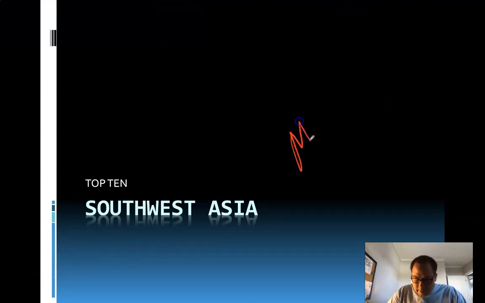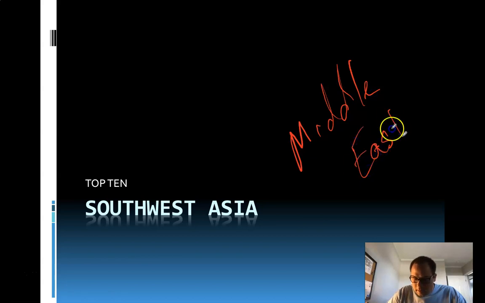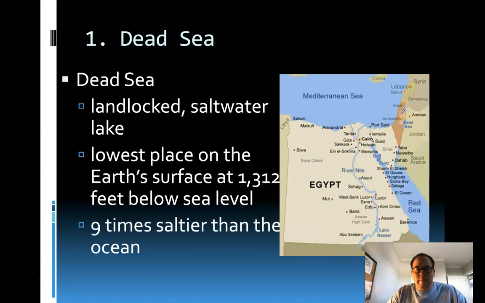All right, so moving into Southwest Asia, or the Middle East is what most people frequently know it by. So, one of the major physical features in the Middle East is the Dead Sea. It's a landlocked saltwater lake. It's the lowest place on the Earth's surface at 1,300 feet below sea level, and it's 9 times saltier than the ocean. So, think about what that means.